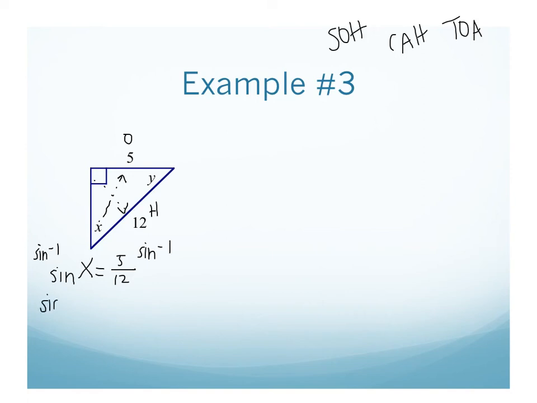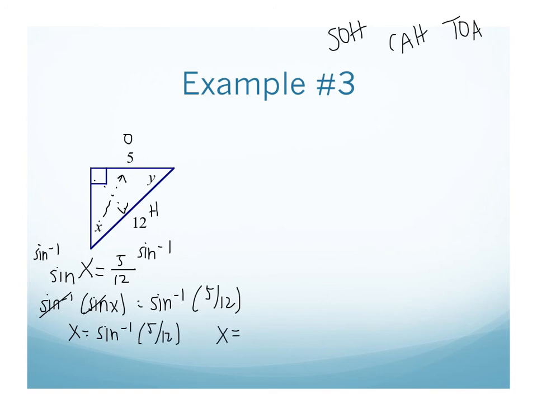So I have the inverse sine of x on the left side. And on the right side, I have the inverse sine of 5 over 12. Now, inverse sine and sine are going to cancel. So I have x equals the inverse sine of 5 over 12. Now, I can do this in my calculator. To get that sine to the -1, the inverse sine, you hit second sine. So I'm going to do second sine of 5 divided by 12 and hit enter. I get x to be 24.62 degrees.